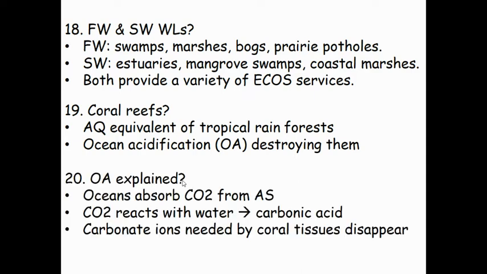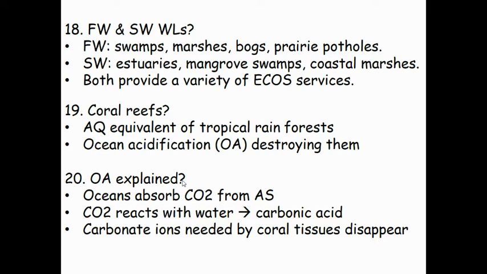And here's how ocean acidification works. So there's an excess of carbon dioxide, obviously, in the atmosphere. So what is happening is that diffuses into the water. CO2 plus H2O creates carbonic acid. So the more carbonic acid, it lowers the pH.